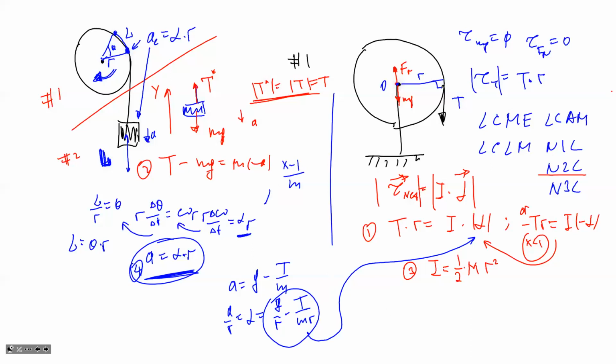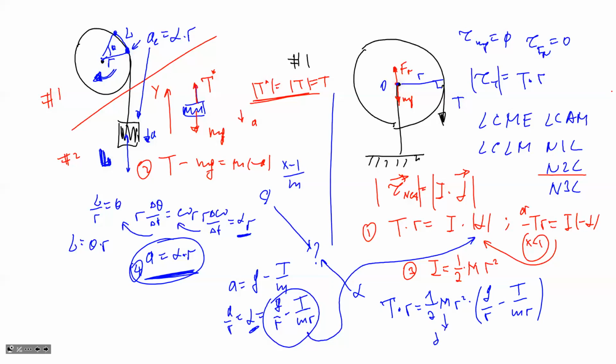So we get tension times the radius equal to 1/2 mass radius squared times this alpha, which is g over R minus tension over MR. Now, a student made a mistake solving this equation, and another student made a mistake using the wrong mass, as this big M represents the mass of a disk, but this little m represents the mass of a weight. So they are different. And now the only unknown variable in this equation is tension.